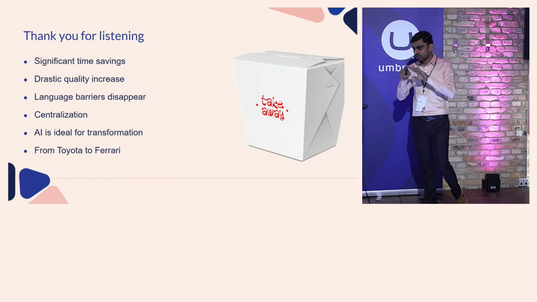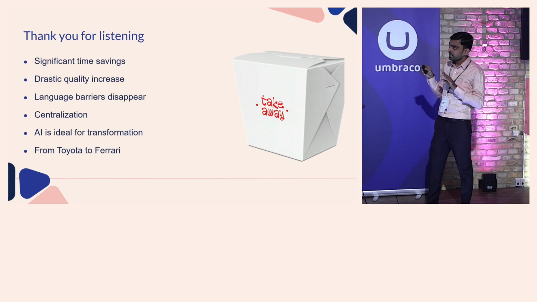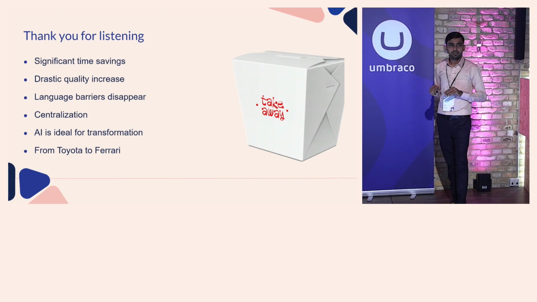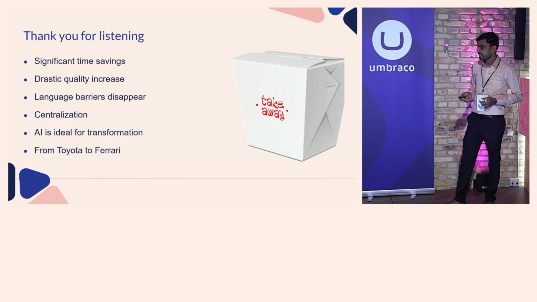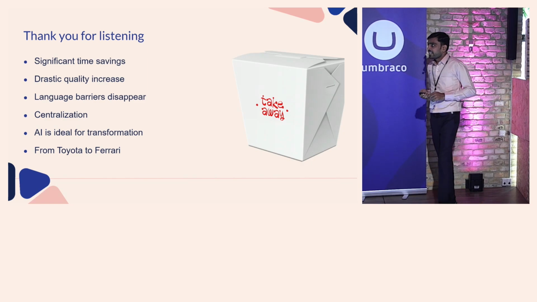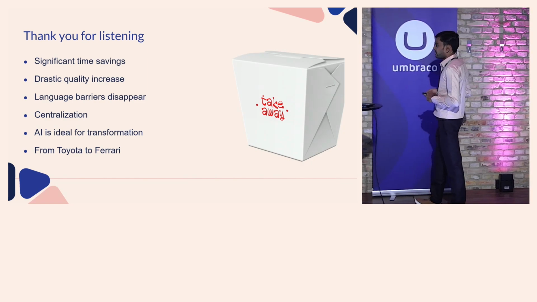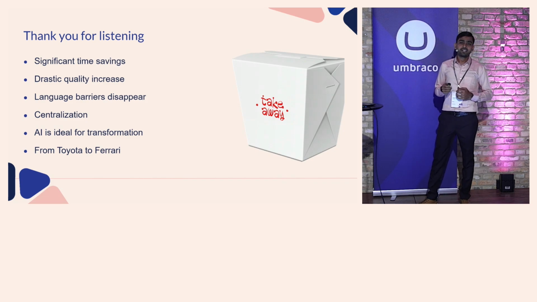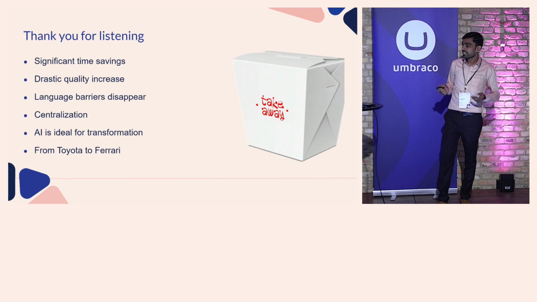The centralization: all your email templates will reside in a single platform, where you can export them back to your original email marketing platform, which is Adobe Marketo, Salesforce, HubSpot, wherever it is. And then AI is ideal for transformation, which is the next era. As Philip mentioned, Umbraco is targeting AI as the next era, and from Toyota to Ferrari, you can pitch from your Toyota to Ferrari without any hesitation.